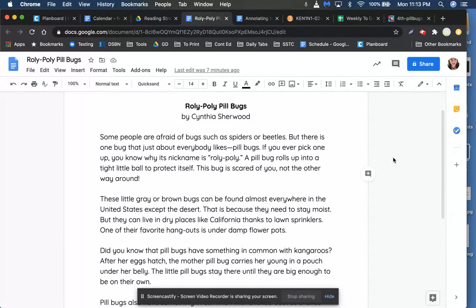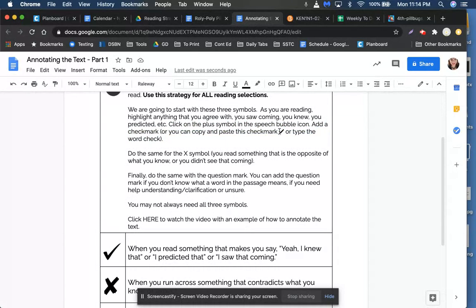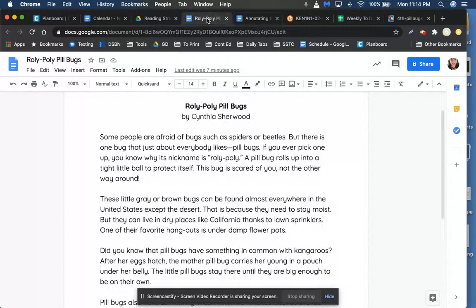I haven't read this passage yet. This is called Roly-Poly Pill Bugs. We're going to go through. I'm going to read this out loud. And as I come up against things that maybe I don't know about, that I have questions about, I'm going to add comments so you can see what I'm doing. Really quick, I'm going to go back and I'm just going to copy this check mark, so it's easier for me to add it in.